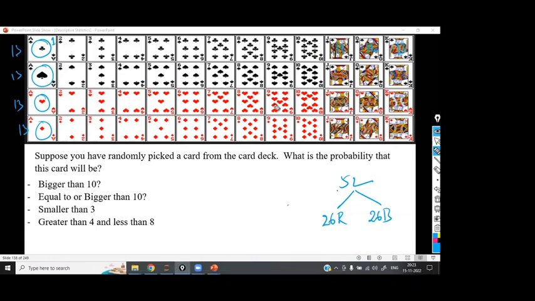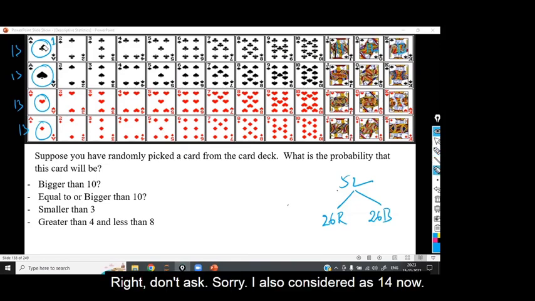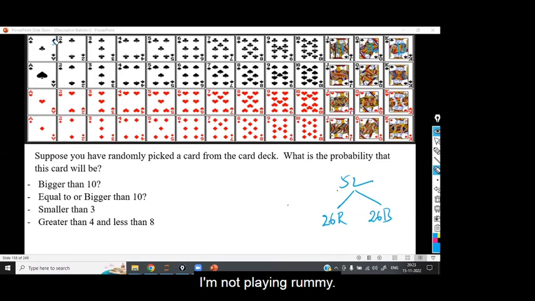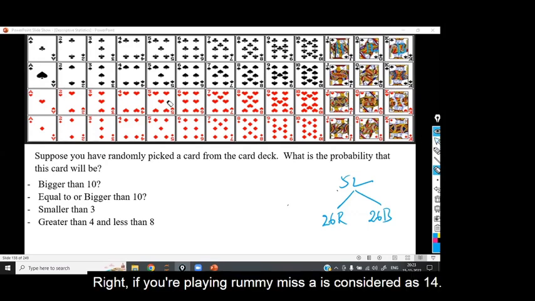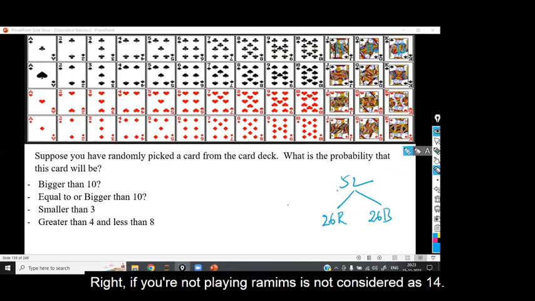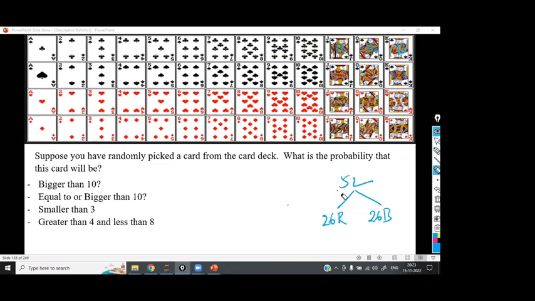Don't ask, sir, whether A is also considered as 14. I'm not playing Rummy, so it is not considered as 14. I'm explaining only the basics. So this is 1, 2, 3, 4, 5, 6, 7, 8, 9, 10, 11, 12, 13. Jack is considered as 11, Queen 12 and King is considered as 13. If you are playing Rummy, A is considered as 14. If you're not playing Rummy, A is not considered as 14.